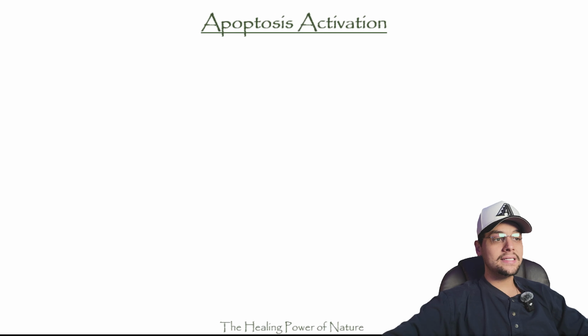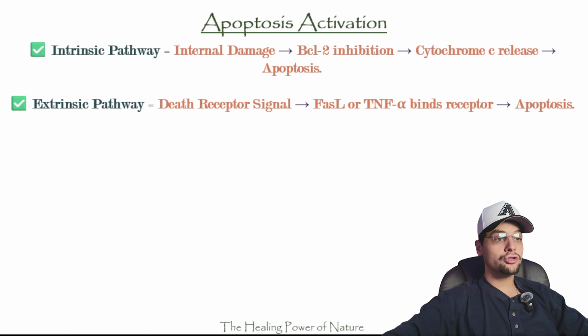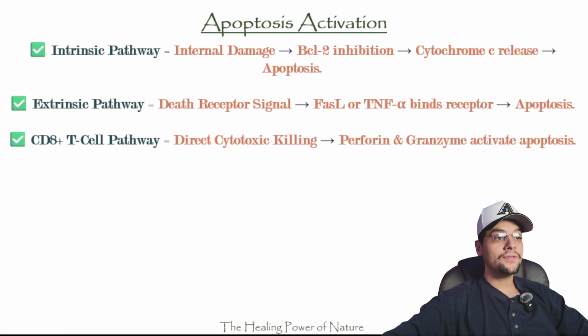Some key USMLE takeaways, to make this as simple as possible. The three different pathways. First, you have the intrinsic pathway: internal damage, BCL2 inhibition, cytochrome C releases, apoptosis happens. Extrinsic pathway, the death receptor signal: FAS ligand or TNF alpha binds receptor, leading to what? Apoptosis. Or the CD8 T cell pathway, which is direct cytotoxic killing. Basically, perforin and granzymes are activated, which then activates apoptosis.